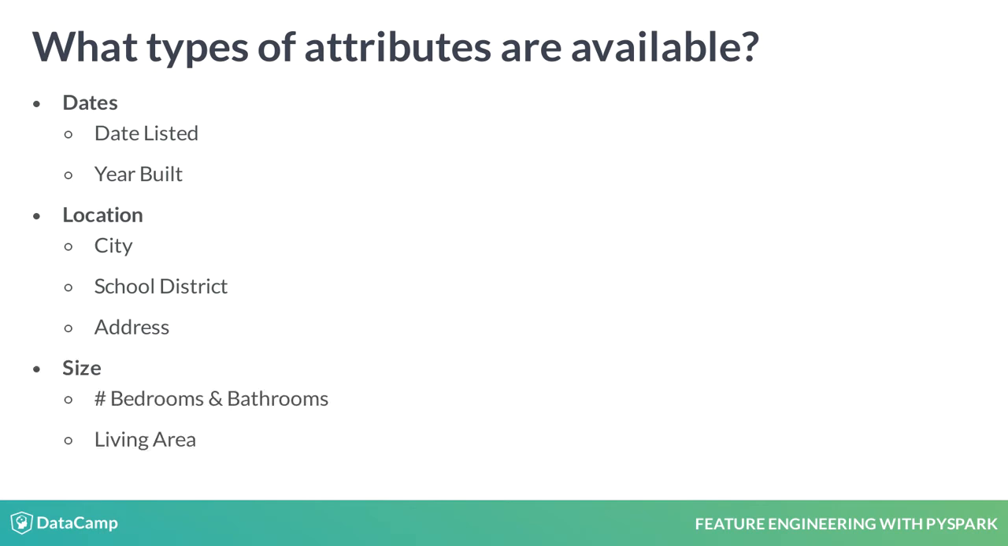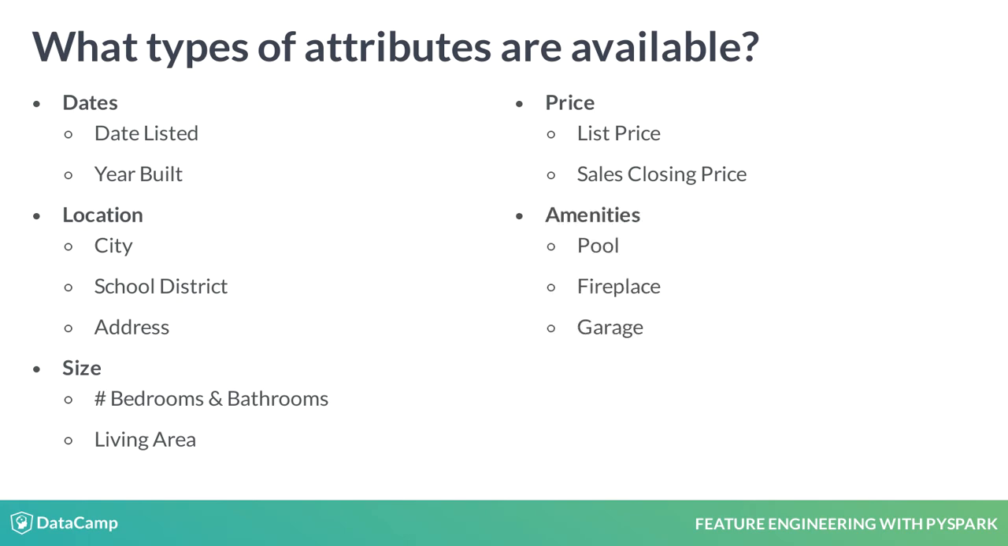We also have many different metrics to gauge the size of a home, like number of bed and bathrooms, as well as the area of living space. For prices, we have the listing price, and we wouldn't be able to predict anything without the sales price. We also have a lot of data available on the amenities that a house has, like a pool or a garage, as well as the construction materials that were used to build the house.